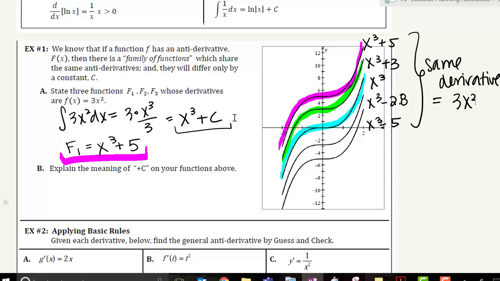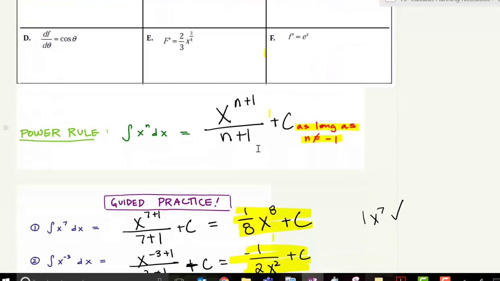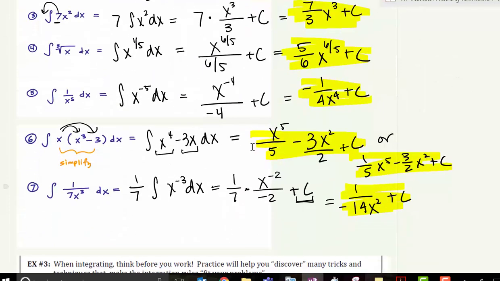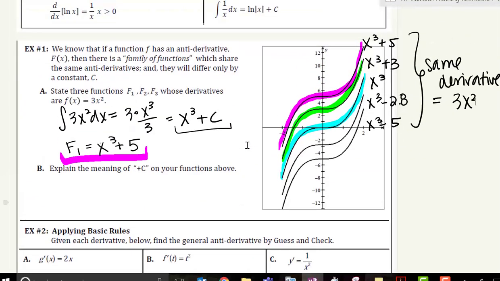So that whole idea of that plus c is that we don't know what that constant is, or if there even is a constant. That's why that plus c is so important, because we have to allow for the benefit of the doubt that I don't know what this value is without having more information about the function.